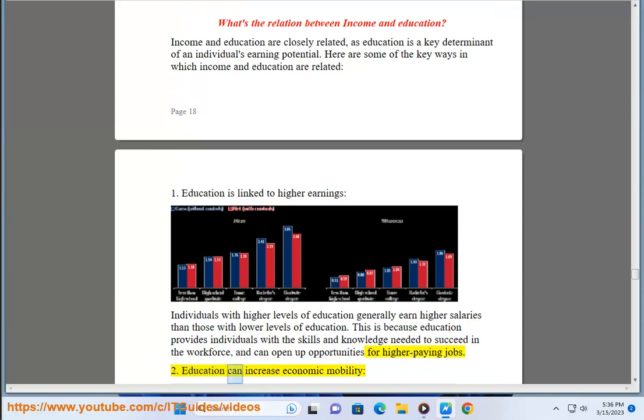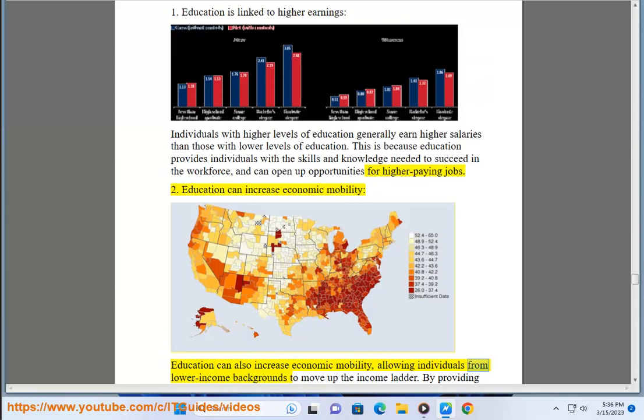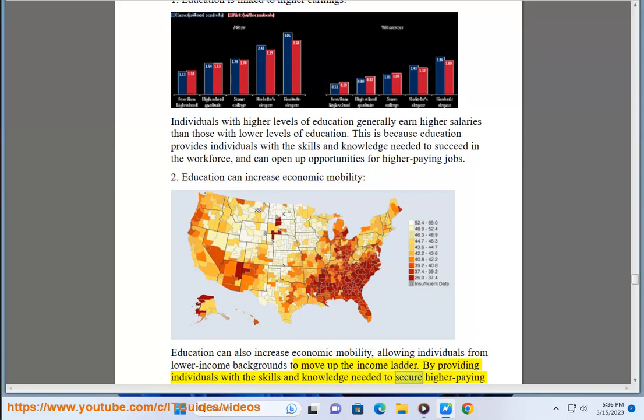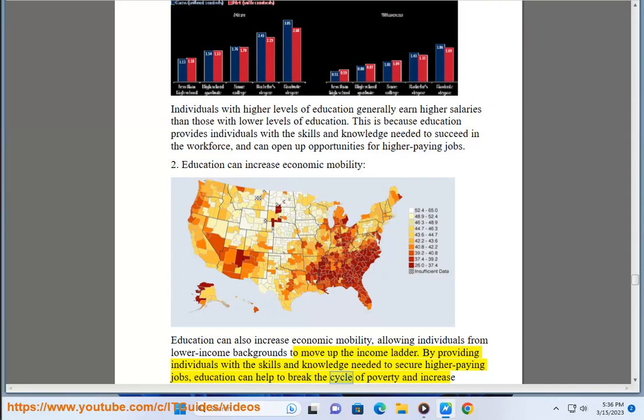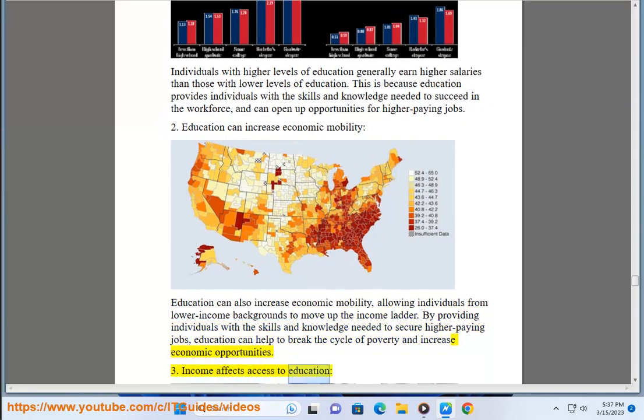2. Education can increase economic mobility. Education can also increase economic mobility, allowing individuals from lower income backgrounds to move up the income ladder. By providing individuals with the skills and knowledge needed to secure higher-paying jobs, education can help to break the cycle of poverty. 3. Income affects access to education.